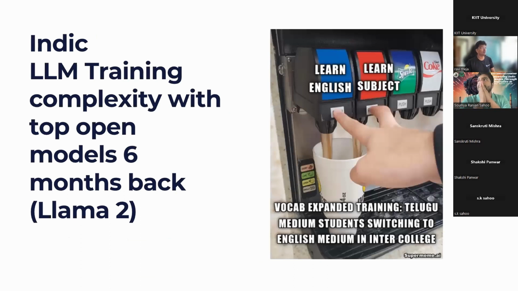And then the LLM training is actually complex. With Llama 2, we started almost 6 months back, right? First we went with vocab extension. We took Llama 2, where most of the training is on English, and extended the tokenizer to the Telugu language, and then after that did pre-training and then fine-tuning. That's a 4-step process.